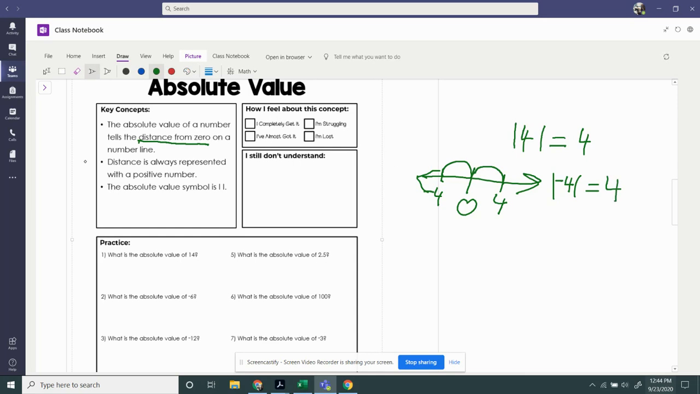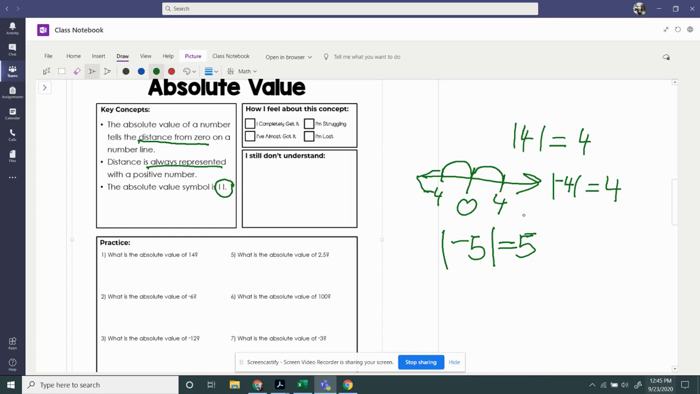Because absolute value represents distance, it is always represented with a positive number. And these are those absolute value symbols, like goalposts. So if I'm talking about the absolute value of negative 5, I'm going to put it inside those goalposts because absolute value is always positive. The absolute value of negative 5 equals 5. And in that way, absolute value is always positive because it represents the distance from 0.